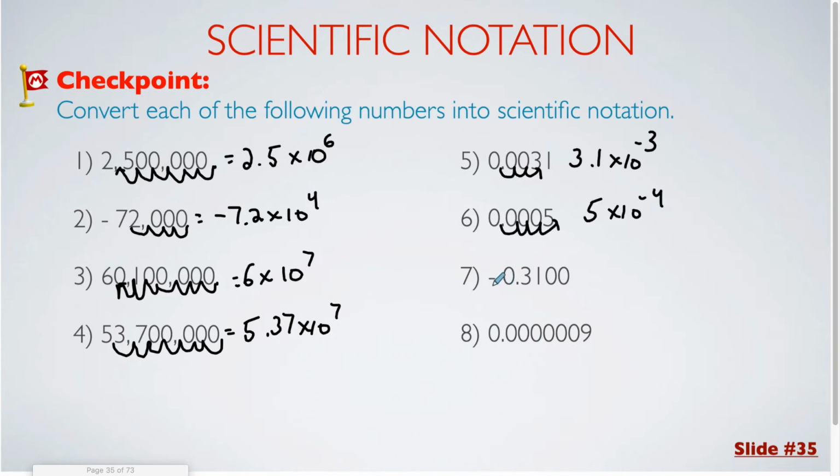For number 7, just like in number 2 over here, I have a negative sign, so that's just going to remain out in front. It doesn't affect my exponent. I'm going to slide my decimal over one space. 3.1 times 10, this time to the negative first power. All right, finally, number 8. I'm going to slide my decimal over 1, 2, 3, 4, 5, 6, 7 spaces. 9 times 10 to the negative 7th power.